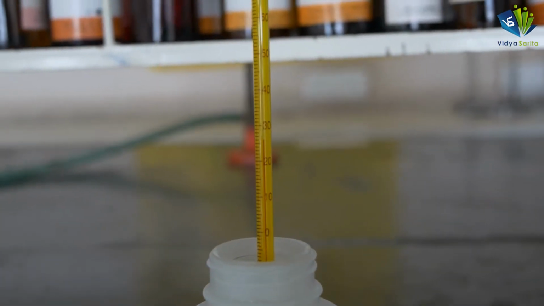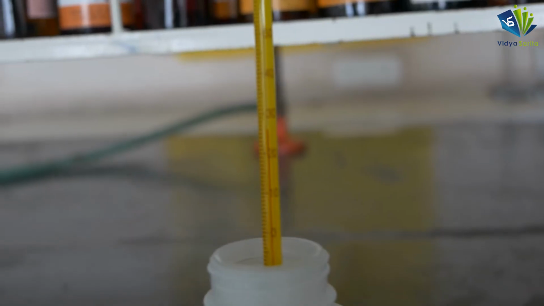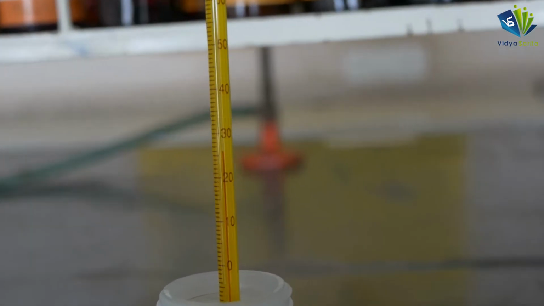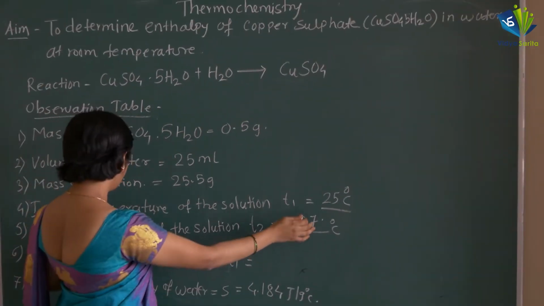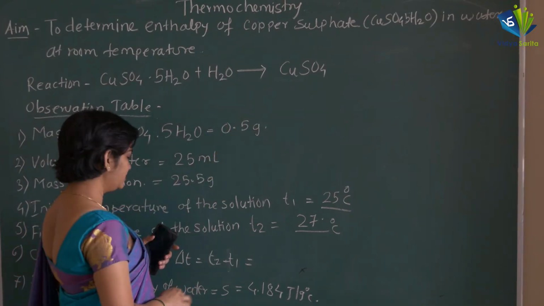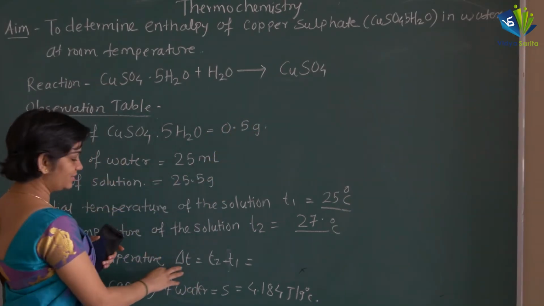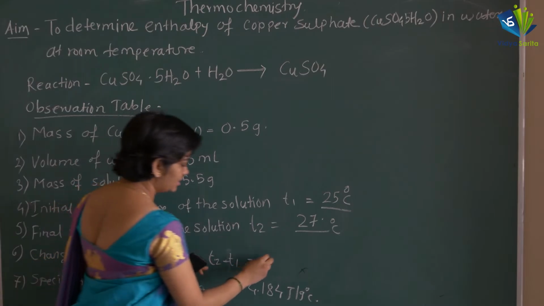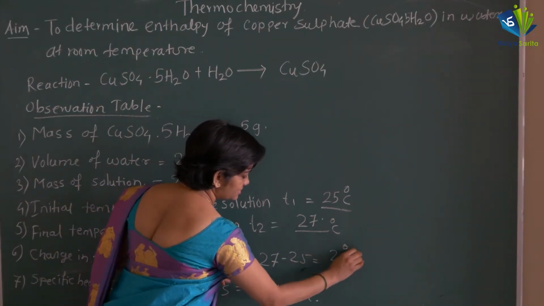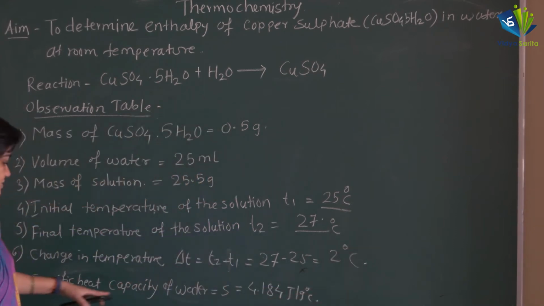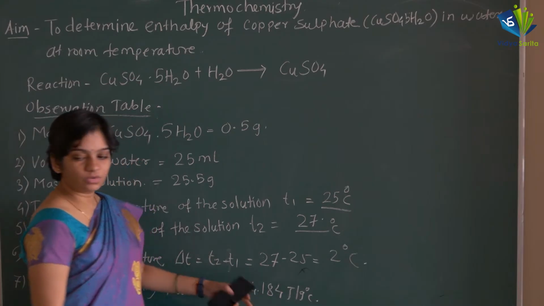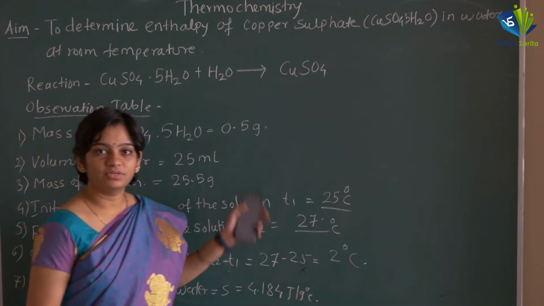So it's 27. So 27 is our final temperature of the solution when copper sulfate is completely dissolved in the water. Change in temperature, that is delta T, is 27 minus 25, which equals 2 degrees Celsius. Now the specific heat capacity of water is 4.184, it is constant. Now we will see the calculation of this study.